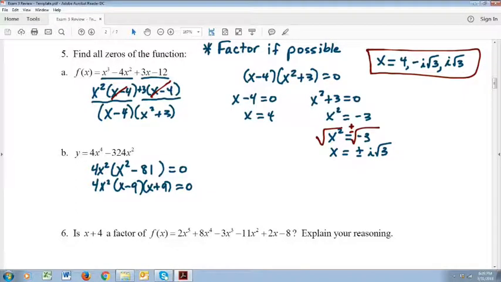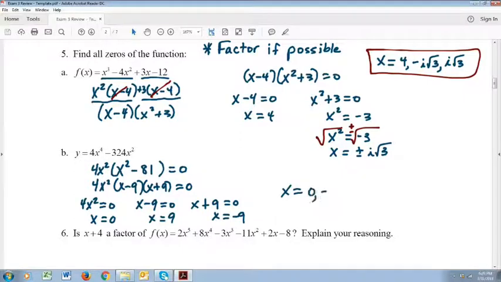Again, we're setting this equal to 0 because we're looking for the zeros. Of course, a zero is just a value that makes the polynomial equal to 0. In order to find that, we just set the polynomial equal to 0. So we get 4x squared equals 0, x minus 9 equals 0, or x plus 9 equals 0. We're going to get 0, 9, and negative 9. And so those are our zeros.